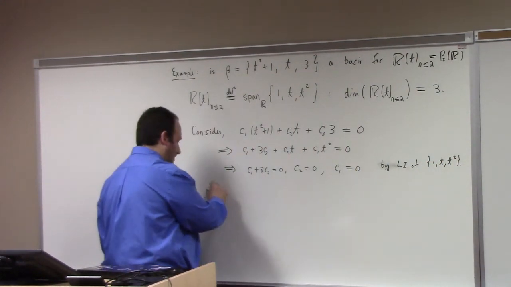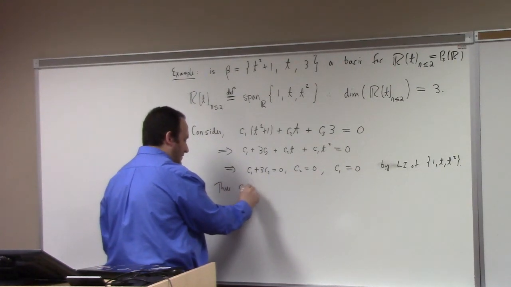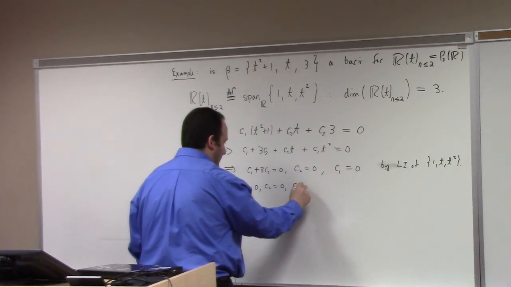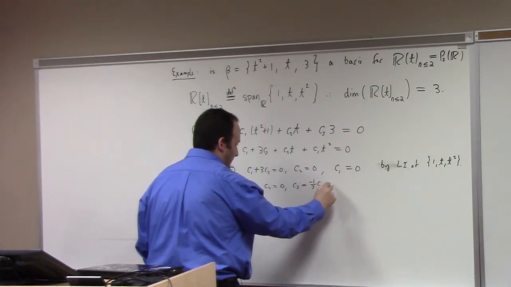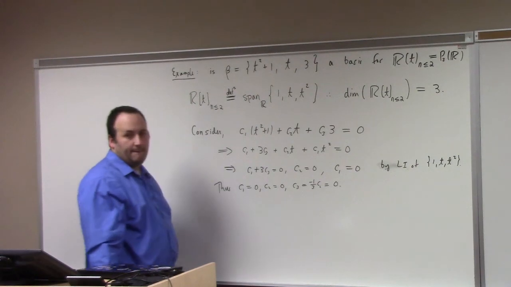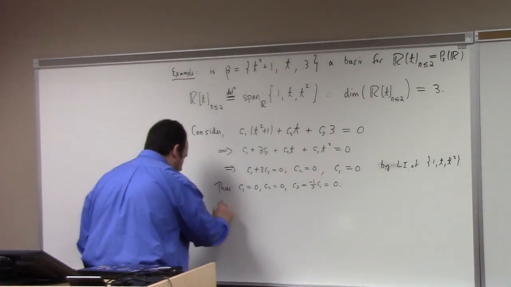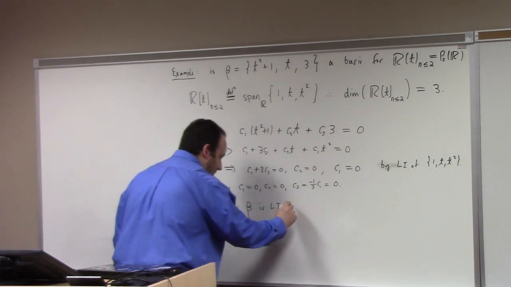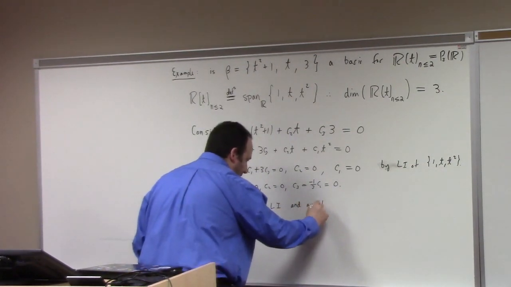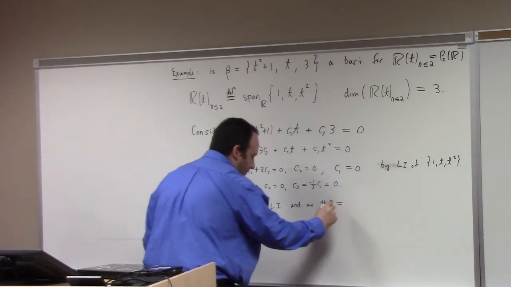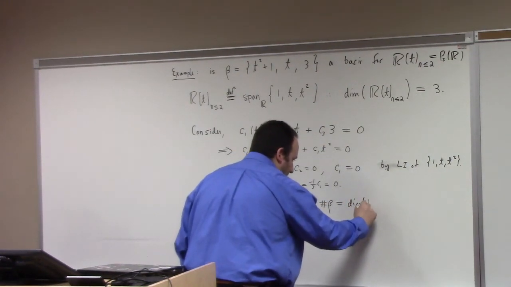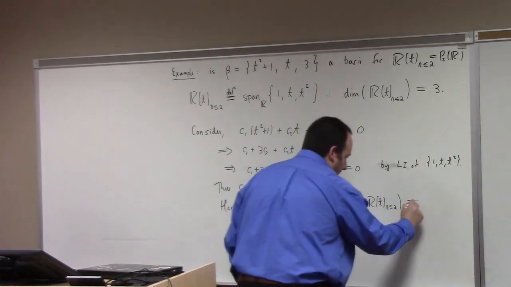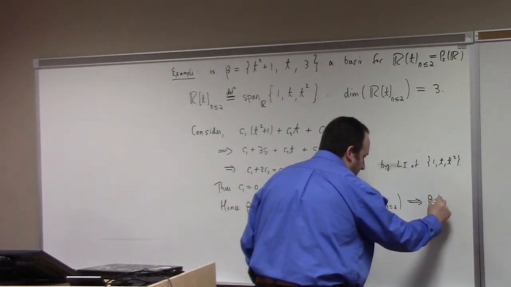Thus, C1 equals 0, C2 equals 0, and C3 is equal to minus 1/3 C1, which is, by the way, 0. Hence what? Hence beta is linearly independent, and as the number of things in beta is equal to the dimension of the space of polynomials of degree less than or equal to 2, that implies beta is a basis.